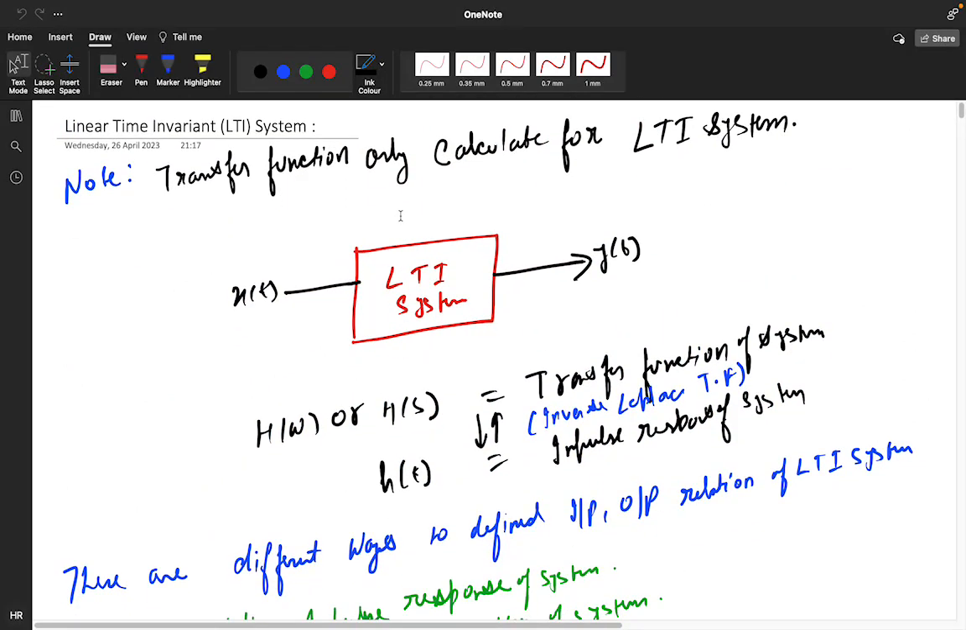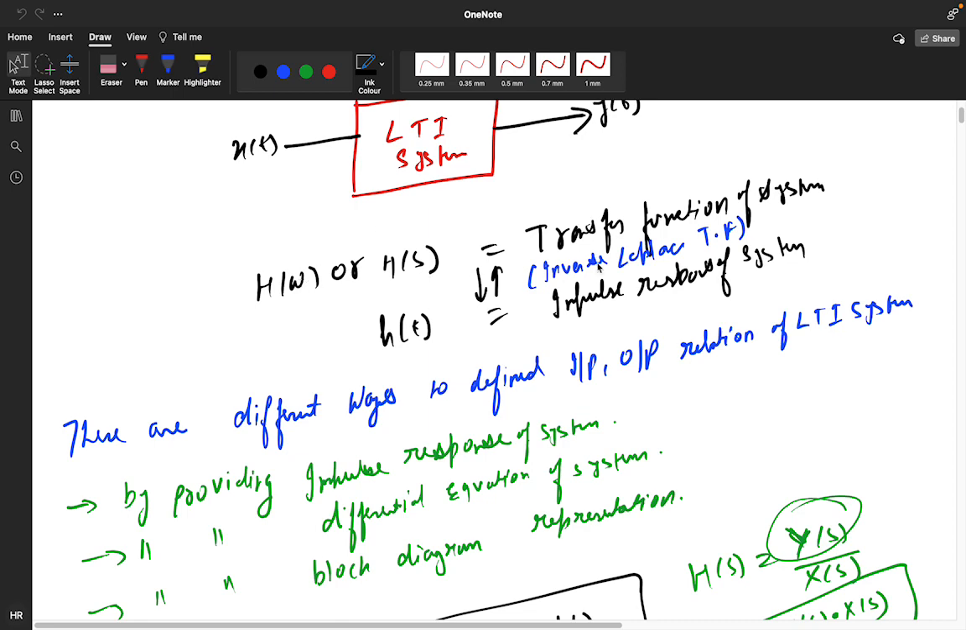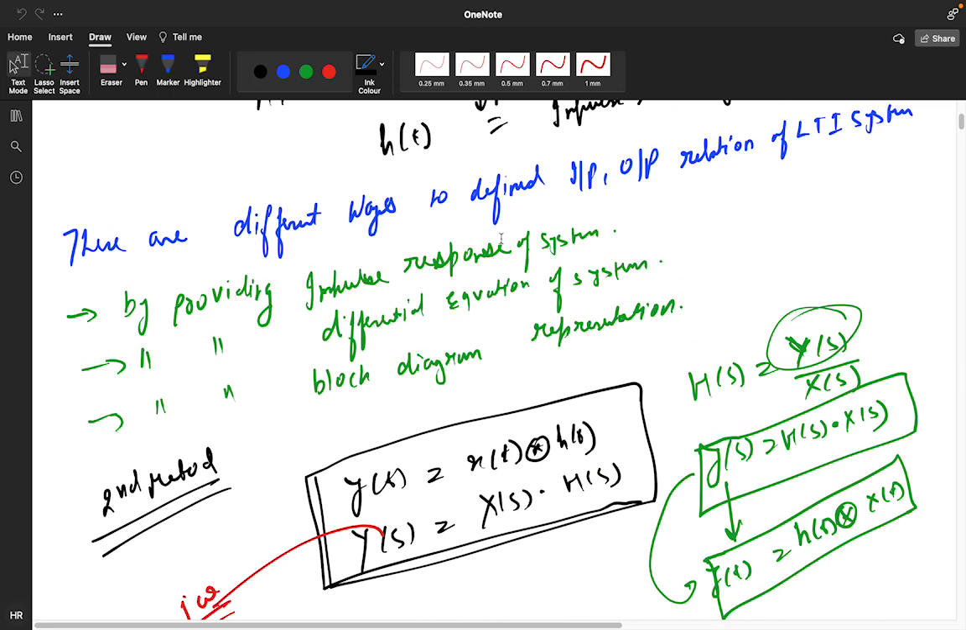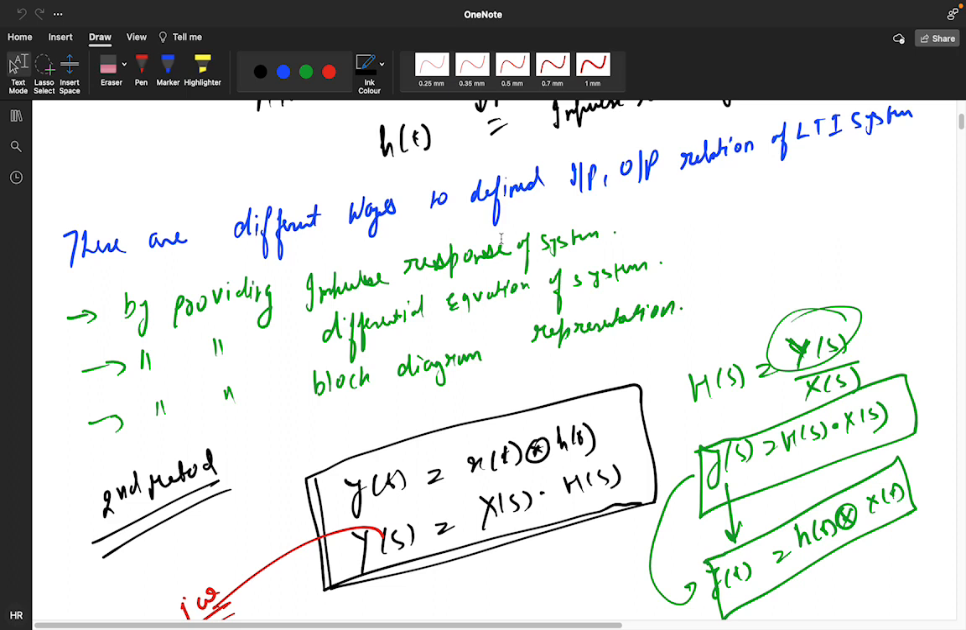So linear time system is applicable only for transfer function. Transfer function H of s. H of s is nothing but Laplace transform of output divided by input. Okay. So we can represent it in the form of an impulse response. So when the impulse response means when your input is delta t, that is your impulse response, you will always get h of t, and h of t will be equal to y of t.